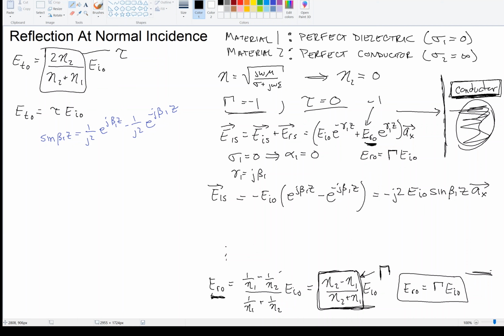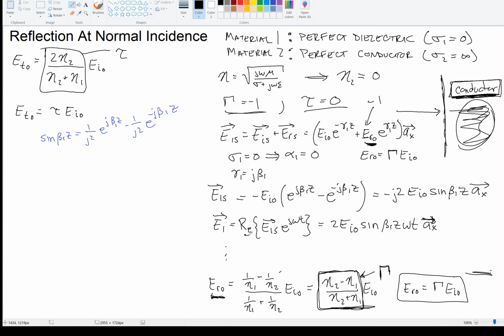Now, if we convert back to time dependence from the phasor, so remember I've got E1 is equal to the real part of E1s e to the j omega t, right? The phasors. So this means that I would have 2 Ei0 sine of beta 1z omega t ax. And you might ask, why is this a sine and not a cosine?